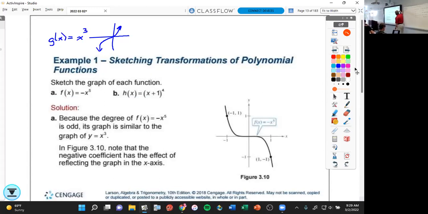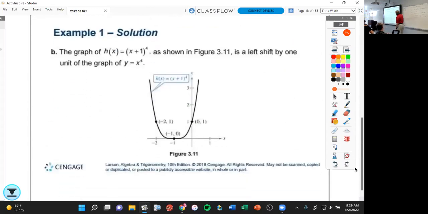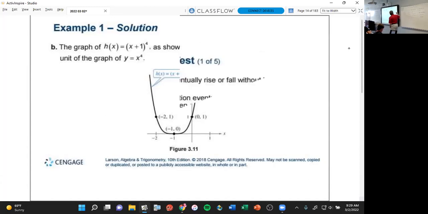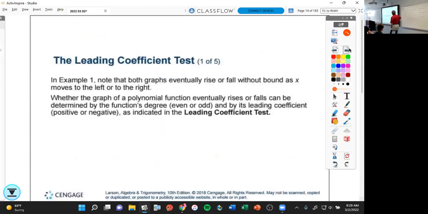Moving on to part B. Exactly like you said, it's got that parabolic feel. It's flat at the bottom. It's been shifted left 1. Any insights or thoughts so far? Pretty simple. Just like everything else with you in this class.